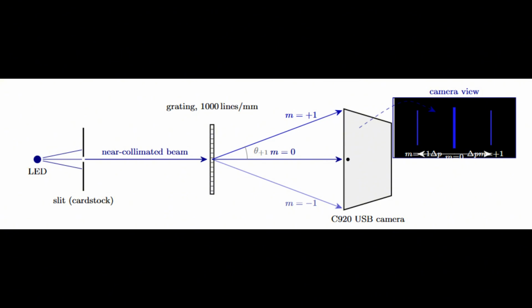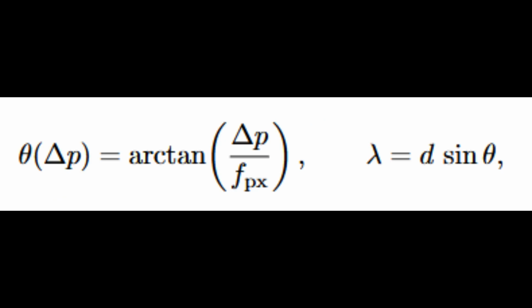To convert this pixel spacing into a real diffraction angle, the setup was first calibrated by determining the camera's effective focal length, FPX. RGB LEDs with known wavelengths were used, their diffraction patterns were measured, and the diffraction equations were inverted to find the scaling between pixel placement and angle. After calibration, the diffraction angle for any LED could be calculated from the measured pixel spacing, and the wavelength was then found using the diffraction relation, which is shown on the screen.